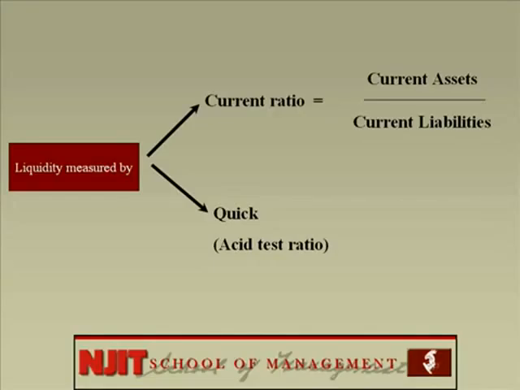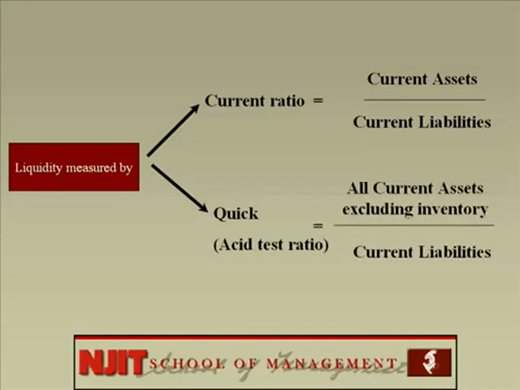Loan officers say, hey, we're smart too. We know you could be cheating through inventory. So they measure liquidity by another ratio, the quick ratio. The quick ratio is measured as follows: all current assets excluding inventory divided by current liabilities. So to summarize, liquidity is measured by two ratios, the current ratio and the quick ratio.